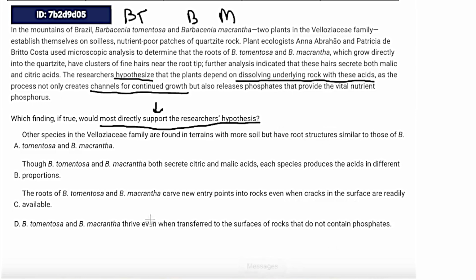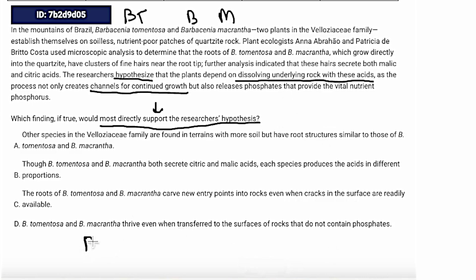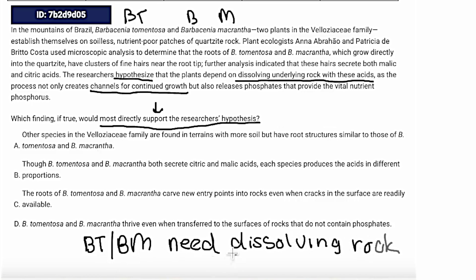So, I'm going to write a little annotation for myself. BT and BM need dissolving rock for channels. So something of this nature needs to be what's going to support this hypothesis. So this is my shortened version of this hypothesis. And now I can't really do much on these past looking at the answer choices because I don't know what this finding is going to be, right? So we're going to work through elimination process here.